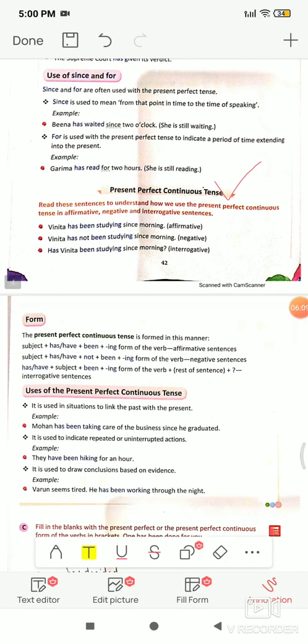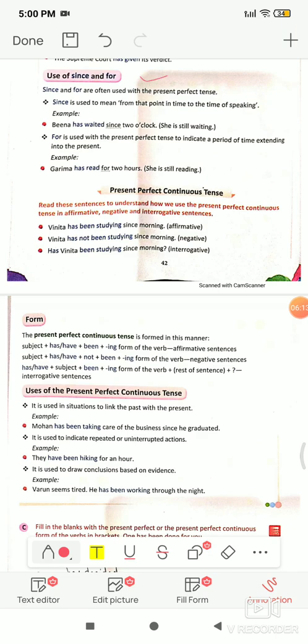Now here we will learn the use of since and for. Let us learn the use of since and for. For example, he has read for 2 hours. See this last example. Garima has read for 2 hours. Right? So for means she is still reading. Like it is in continuity.